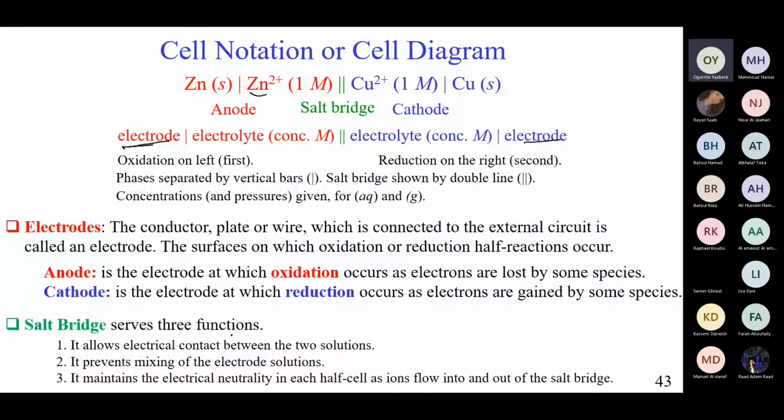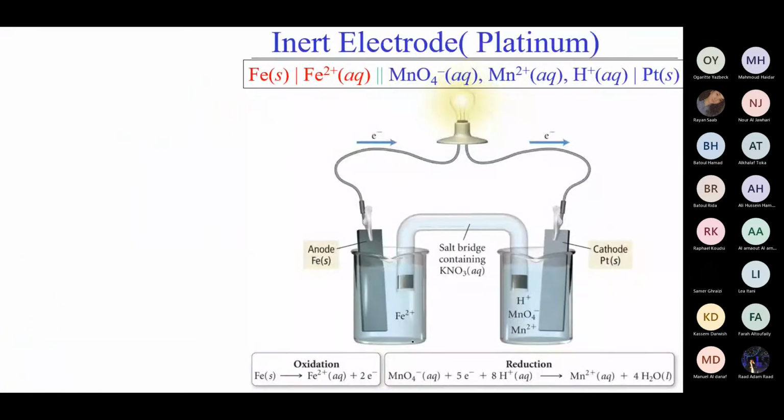Salt bridge serves three functions. It allows electrical contact between two solutions, it prevents mixing of the two electrodes, and it maintains the electrical neutrality in each half cell as ions flow in and out of the salt bridge. We can see that all these types of galvanic cells generate energy and they could light a bulb and we could use them.